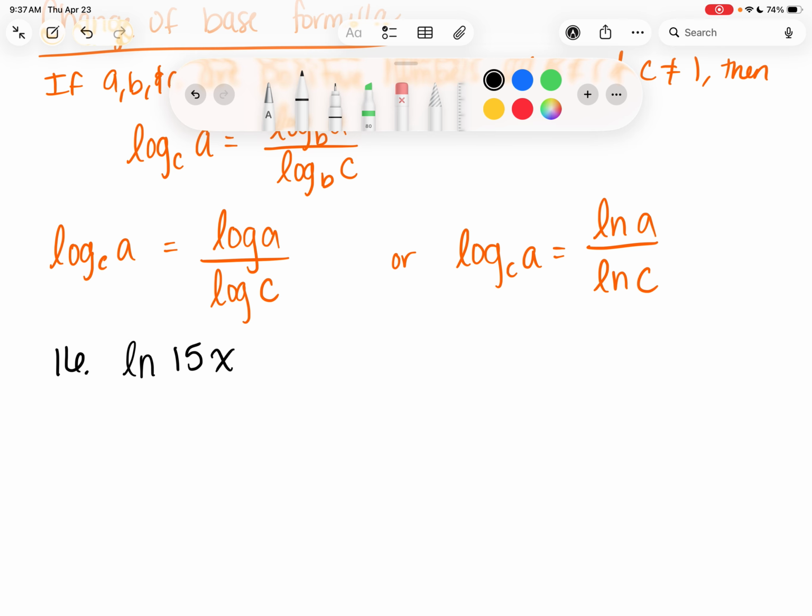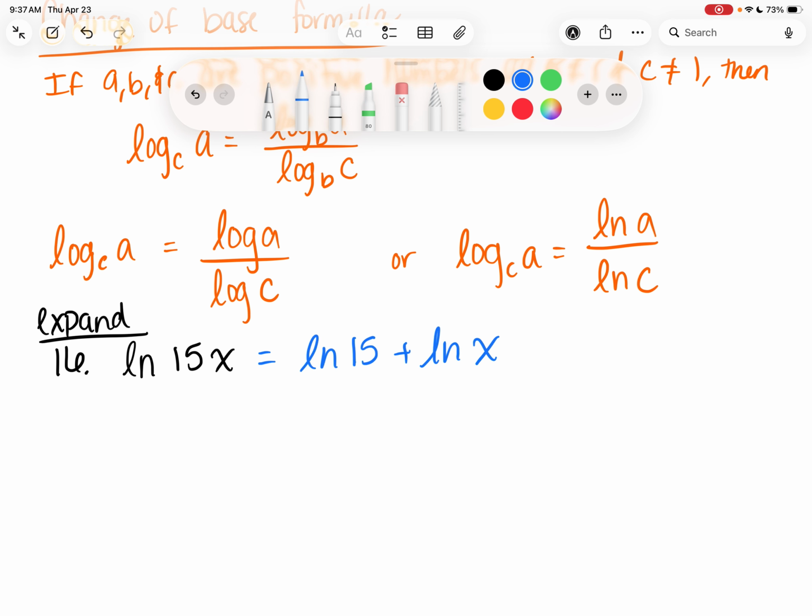All right, these say to expand the expression. Okay, so that means right now it's the log of things being multiplied. So the log of the product is equal to the sum of the logs. So I'm going to split this. When it says expand, that means it's going to get bigger. So that's the ln of 15 plus the ln of x.